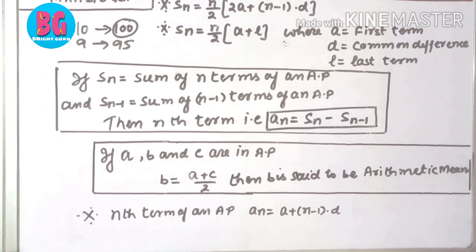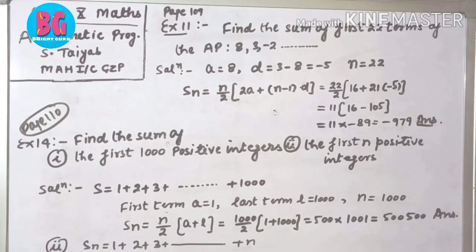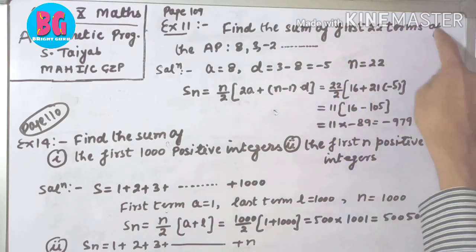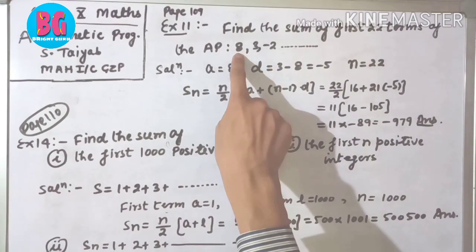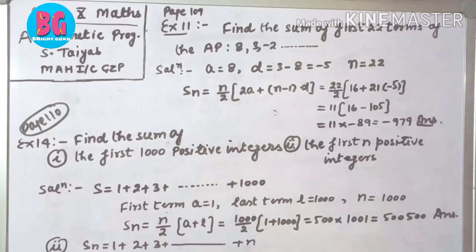Now students, we are going to discuss some important numerical questions based on arithmetic progression. Here is example number 11, page number 109 of NCERT. Find the sum of the first 22 terms of the AP 8, 3, minus 2, and so on.